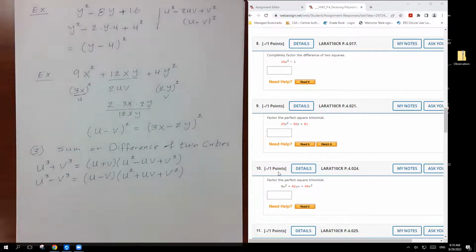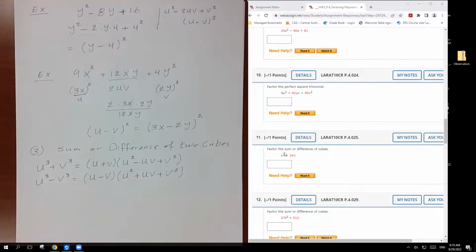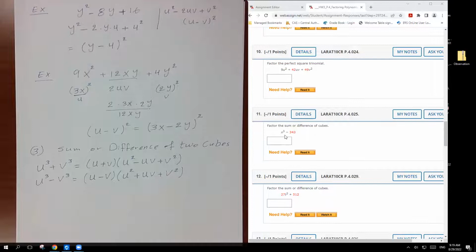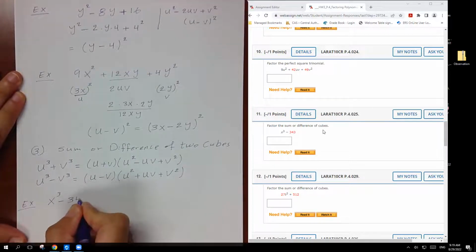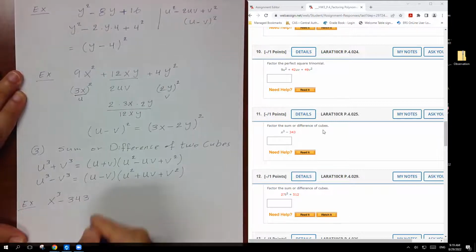Example for that, I'm going to give you an example, which is exactly like the example here on open sign. You have two examples here. They're telling you to factor the sum or difference of cubes. That means you're going to use these two rules. Let's do this example: x cubed minus 343.